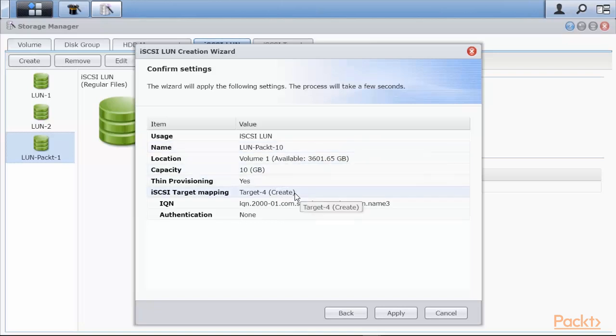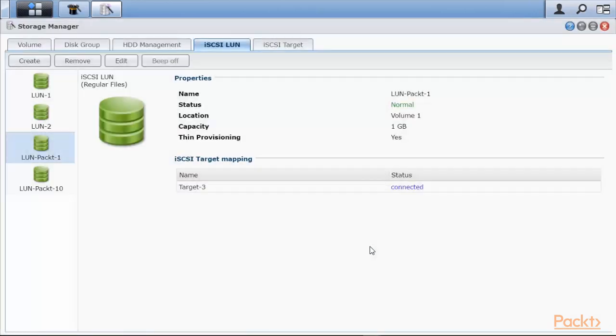thin provisioned, and a new target 4 will be created, which will have an IQN of .name3, because the names start with .name, .name1, .name2, and .name3 for this Synology device. So I click apply, and it will create my targets as well as my LUN pack 10 has been created. It's target 4, and it's ready to go.